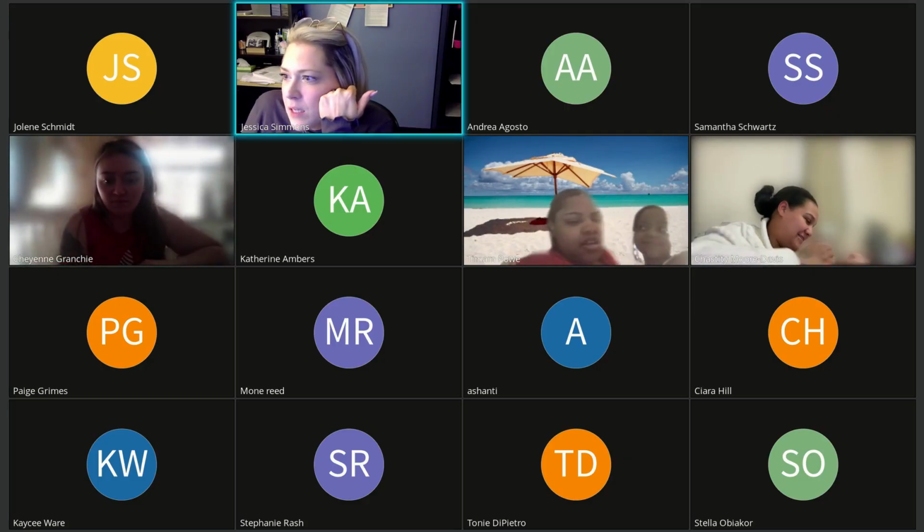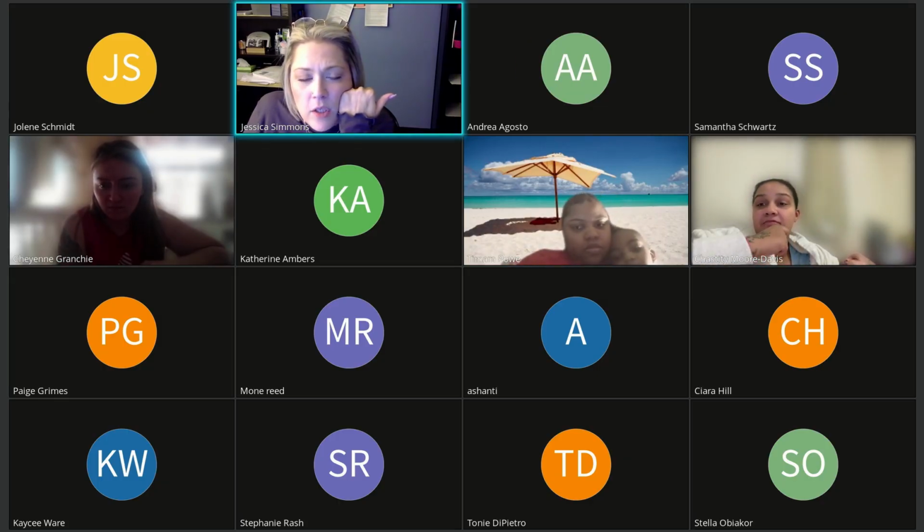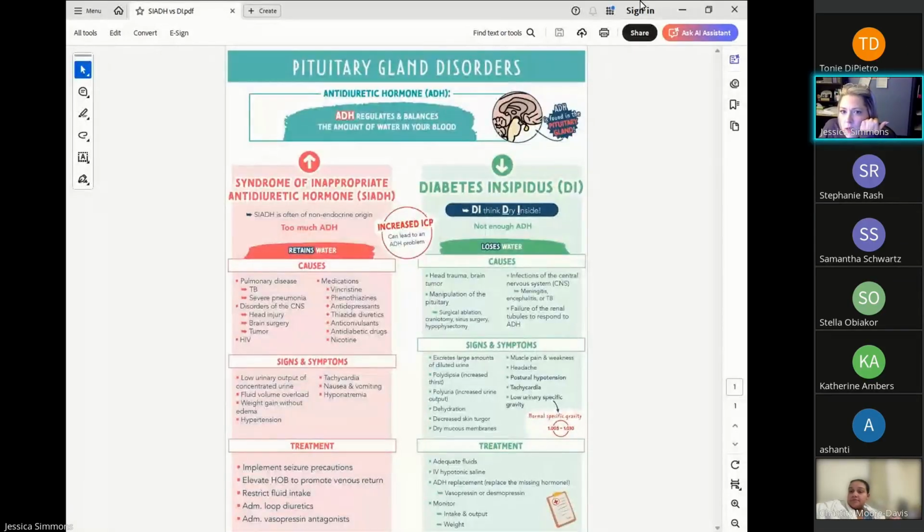Okay. So let me share this. You guys do have this in your Brightspace, but let's just look at it together. So when we're talking about SIADH versus diabetes insipidus, I did put this on your key points, so I want you to make sure you are looking at this, okay? Too much ADH is going to cause you to retain fluid, okay? It gives you all the causes that we just talked about, and make sure you remember that small cell tumor, okay? Signs and symptoms, you're going to have low urinary output because you're retaining everything, okay?